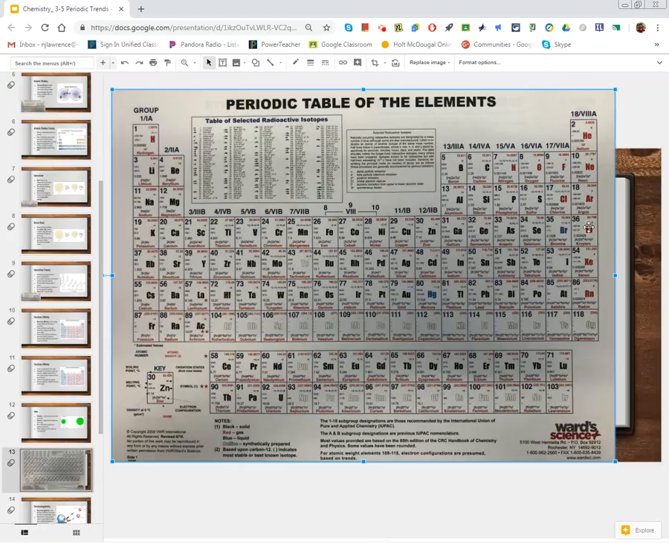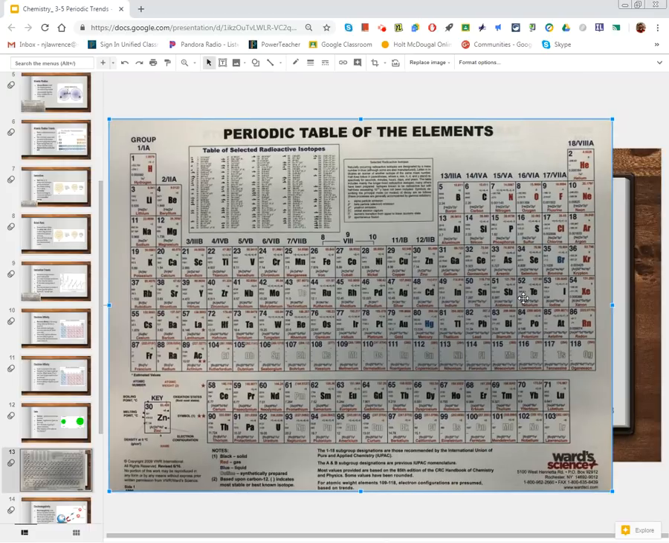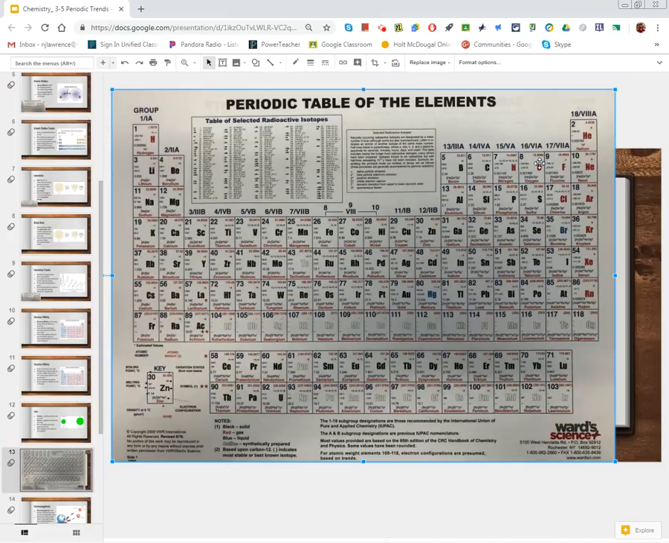These guys will always be stable, and so they won't form ions, but fluorine and down will always want to form a -1 ion. Oxygen will want to form a -2 ion. So oxygen, sulfur, selenium will form -2. Nitrogen and down will form -3.